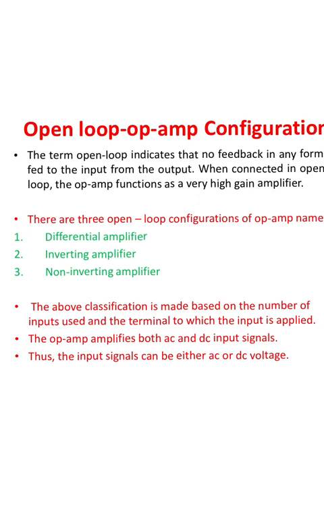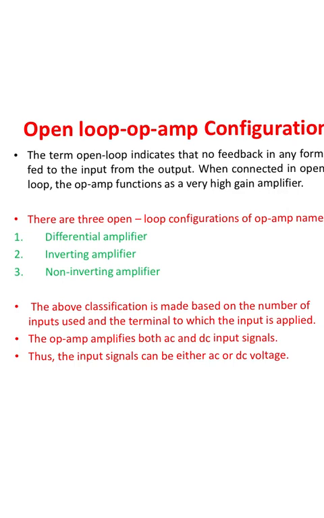OPAMP configuration. In open loop, no feedback in any form is fed to the input from the output. When connected in open loop, the OPAMP functions as a very high gain amplifier. There are three open loop configurations of OPAMP, namely differential amplifier, inverting amplifier and non-inverting amplifier.